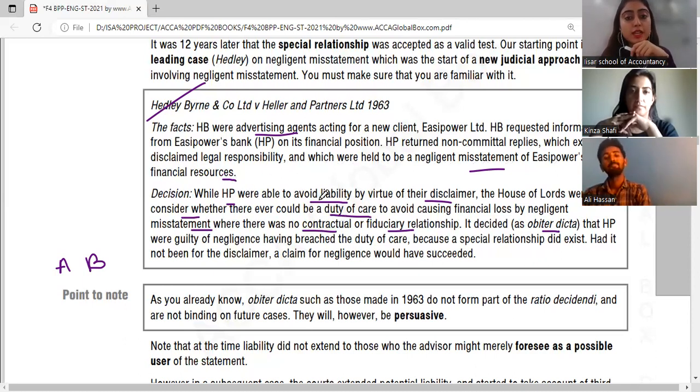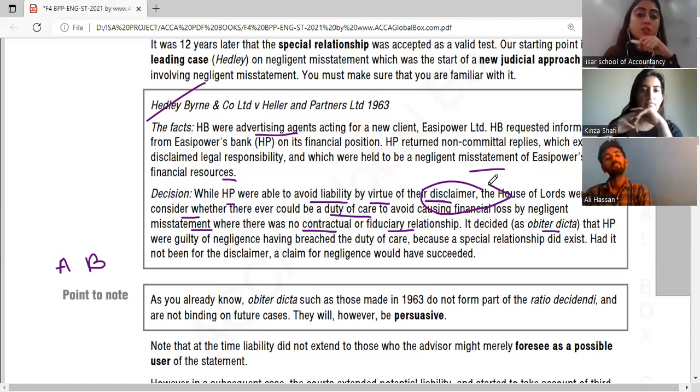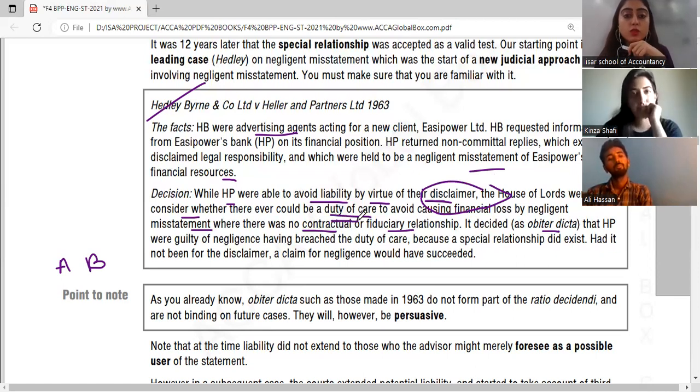Now, while HP were able to avoid liability by virtue of the disclaimer, HP simply said that they had already given the disclaimer. So what he says is that he escapes the duty of care for causing financial loss by negligence. It happened by mistake, and he had no duty of care, and they had already given a disclaimer. Next, where there was no contractual or fiduciary relationship, it was decided as obiter dicta that HP were guilty of negligence, having breached the duty of care because a special relationship did exist. Had it not been for the disclaimer, a claim for negligence would have succeeded.